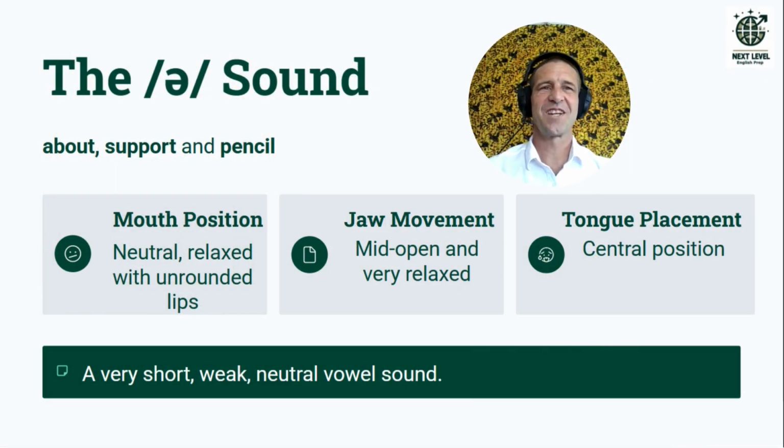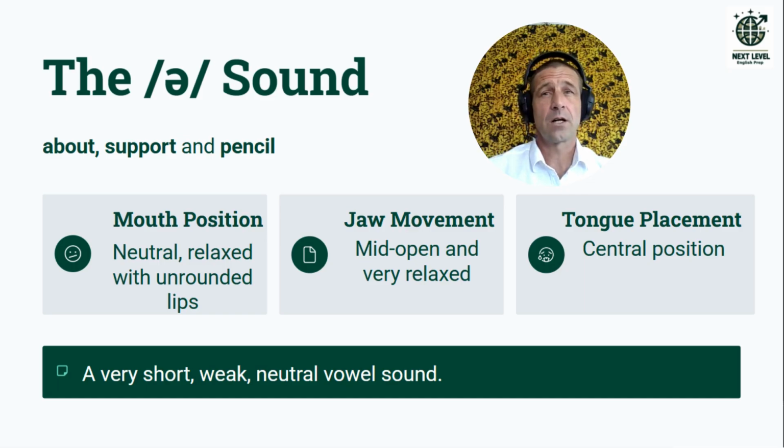Let's look at the schwa sound. This is the sound you hear in words like about, support, and pencil. When we say about, we don't pronounce the A. We don't say "ay-bout." We say "about." And that's the schwa sound. It's a really short, weak, neutral vowel sound. It's the most relaxed sound in English.